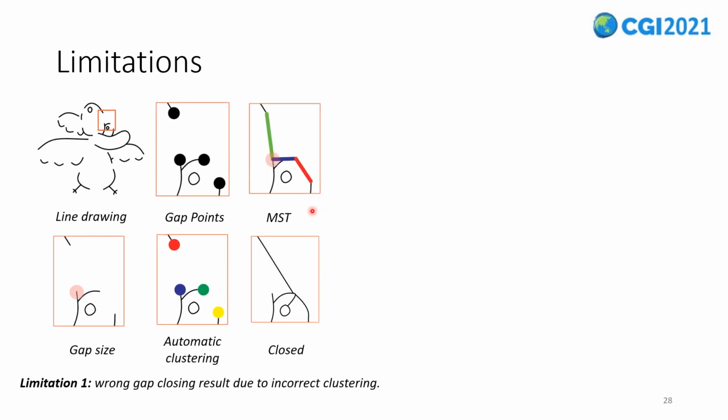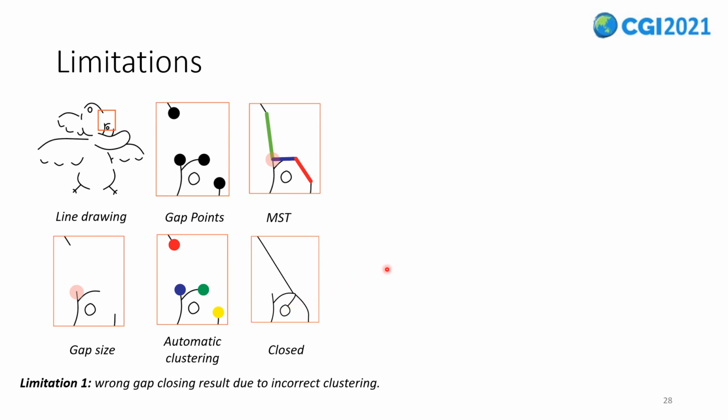We have two major limitations. The first one is wrong gap closing result due to incorrect clustering. We can see here we have 4 gap points. Then the gap size of this point is much smaller than its adjacent edges, so that these points will be wrongly clustered. There are 4 clusters and they will be handled independently, so the result is wrong.